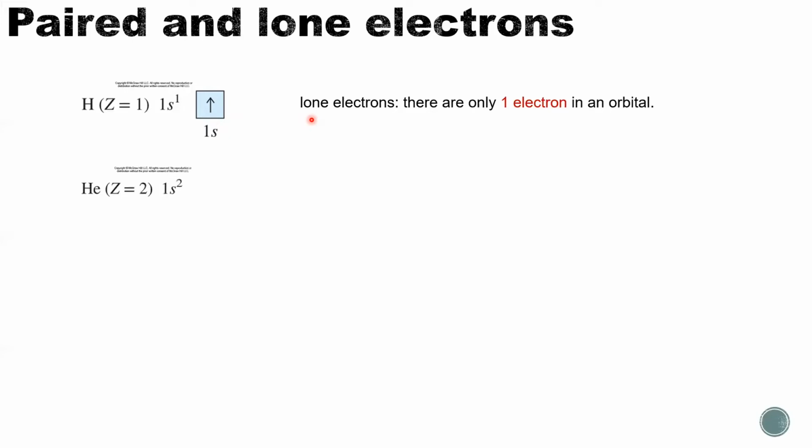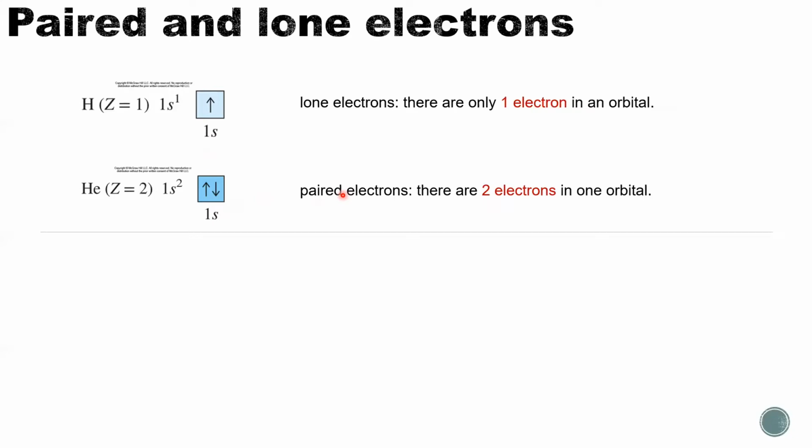If we take a look at helium, where we have two electrons, it's 1s2. In this case, for the 1s orbital, we will have one spin up electron and one spin down electron. There are two electrons in this orbital, and this orbital is fully occupied by electrons, and we call those paired electrons. Those two electrons are both paired electrons. Besides the s orbital, we can have p orbitals that have paired electrons and lone electrons.